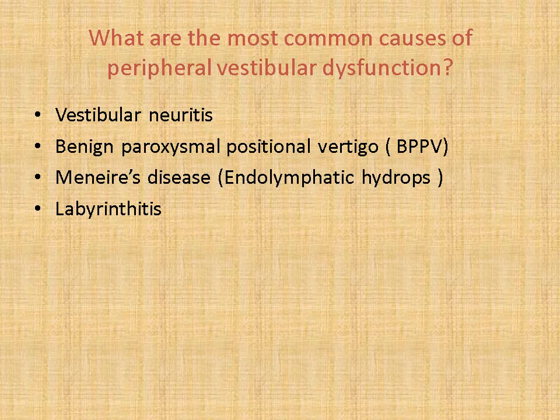What are the most common causes of peripheral vestibular dysfunction or loss? These are not the only causes, but these are the most common and most important: vestibular neuritis, the most common; benign paroxysmal positional vertigo, what we call BPPV; Meniere's disease, endolymphatic hydrops; and finally labyrinthitis. Labyrinthitis has been explained earlier with Dr. Muhammad al-Sheikh, so we will go through the first three causes: vestibular neuritis, BPPV, and Meniere's disease.